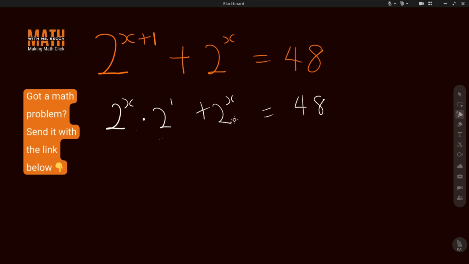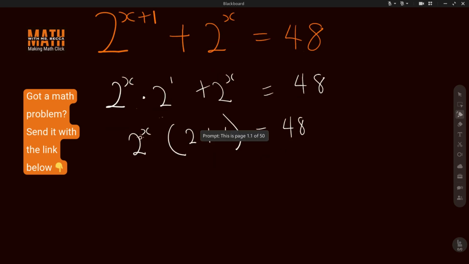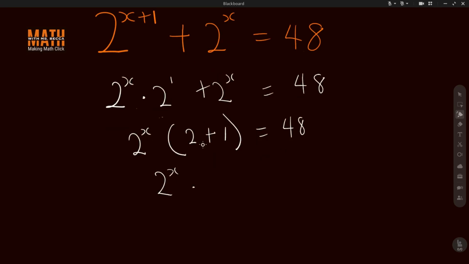2 power x is here and we have 2 power x here too. So we have 2 power x, then let's open a bracket so that we have 2 power 1, that's 2, then plus 1, and this will give 48. Now this will be 2 power x times 2 plus 1, which is 3, equals 48.